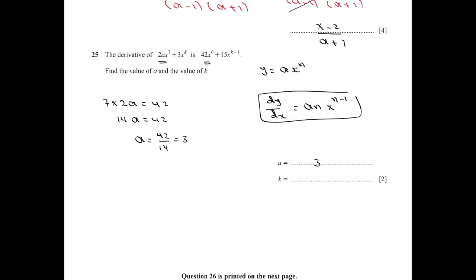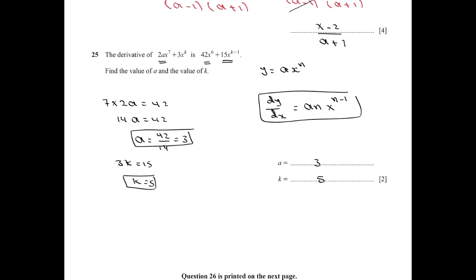3x^k is transformed into 15x to the power 4, so the power k must be 5. Then k times 3 is equal to 15. So the value of k will be 15 divided by 3, which is 5.